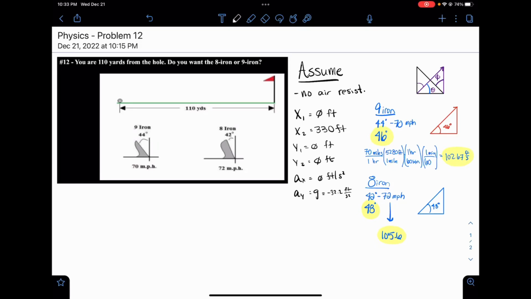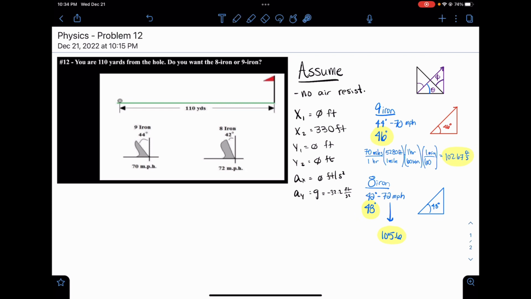Problem 12 gives us an interesting projectile motion kinematics problem. It's basically asking which of these two clubs we want to use to hit a golf ball 110 yards or 330 feet. It gives us 9 iron and 8 iron, which are apparently the angles at which those clubs are from the vertical. I don't know if that's true, but it doesn't really matter. This is what we've been given, and it's asking us which of these two clubs is the correct one to use.